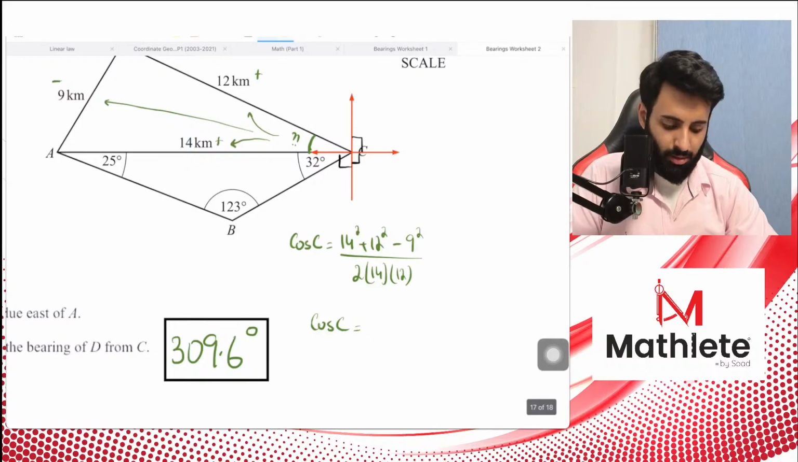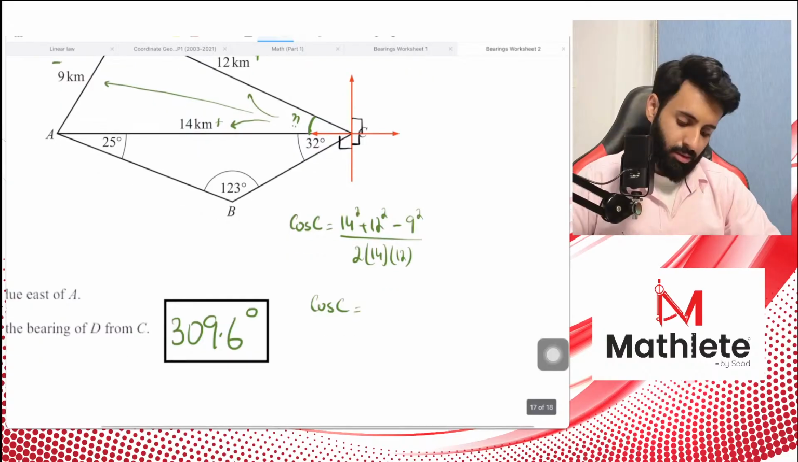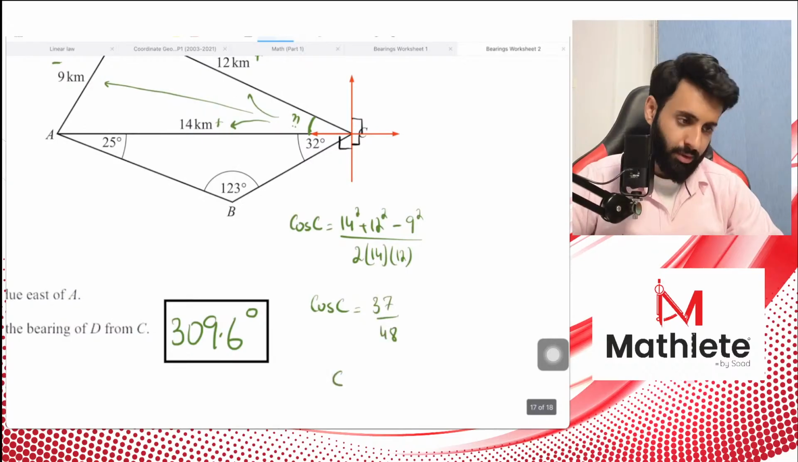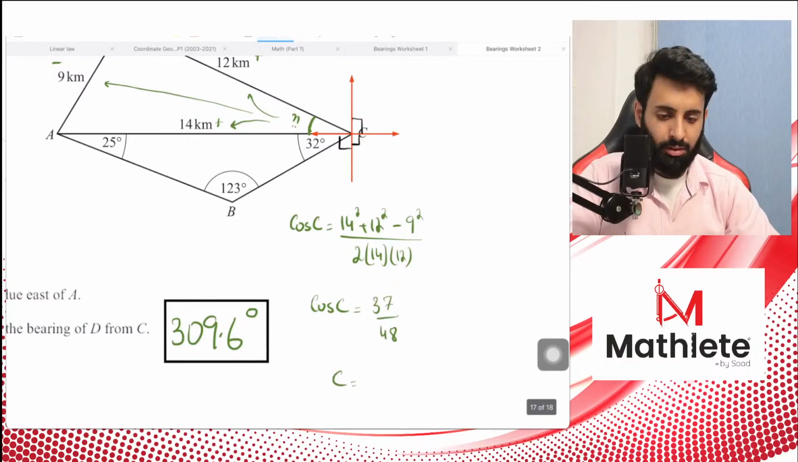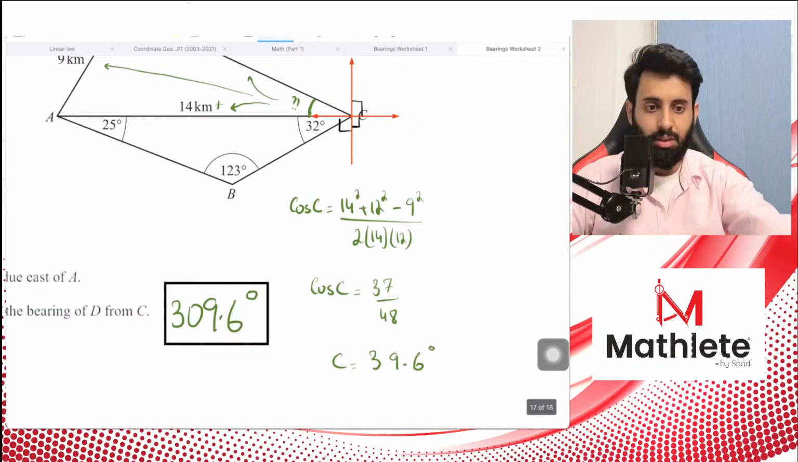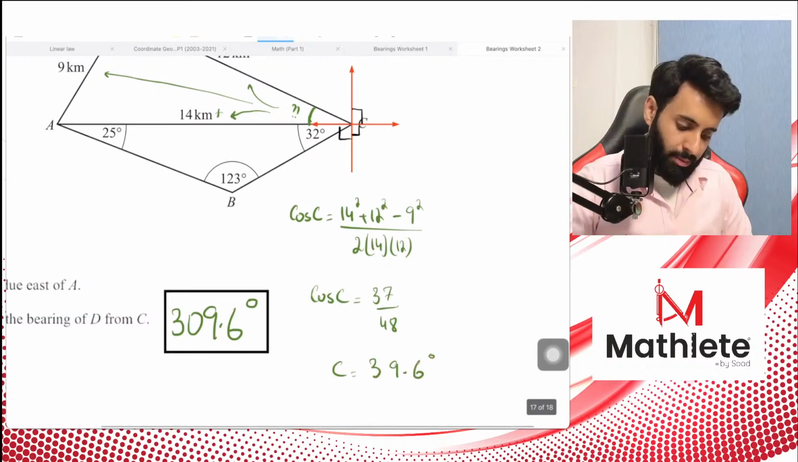I would really appreciate it if one of you could work this out alongside, so in case I end up making a calculation error, you guys can point it out. So cos C becomes 37 over 48, and then to find C we take cos inverse of the answer, and that gives us 39.57, so we call it 39.6. Now notice how we have this angle. This is the only angle that we wanted, 39.6.